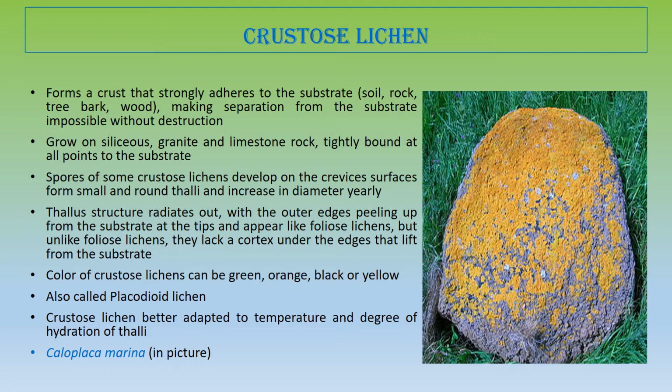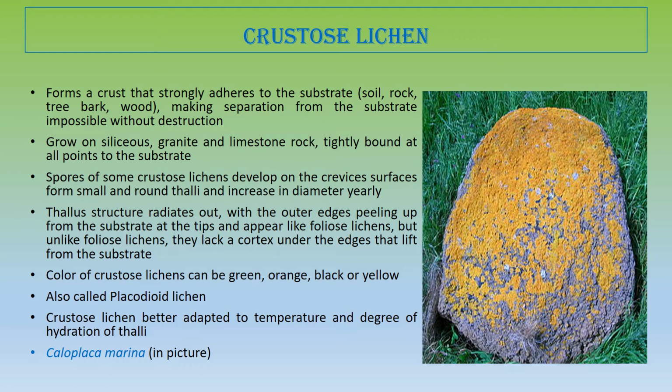So superficially it might look like a foliose lichen, but structurally we can tell that it is a crustose lichen, because the foliose lichen has both upper and lower cortex, and the crustose lichen does not have the lower cortex. And crustose lichens have different colors. It can vary from green to orange to yellow to black, and they require a high amount of sunlight for better photosynthesis.